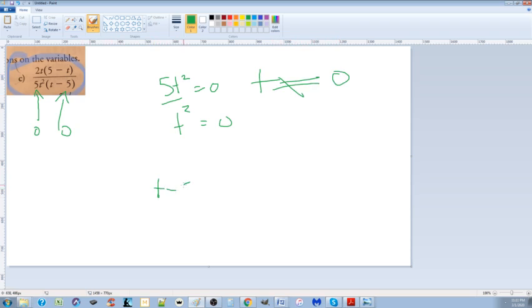So if t minus 5 is equal to 0, what can't t be? Well, we add 5 to this side, move to that side. t cannot be 5. So it has two restrictions. t can't be 0 and t can't be 5. If any of those cases occur, it's nullified.